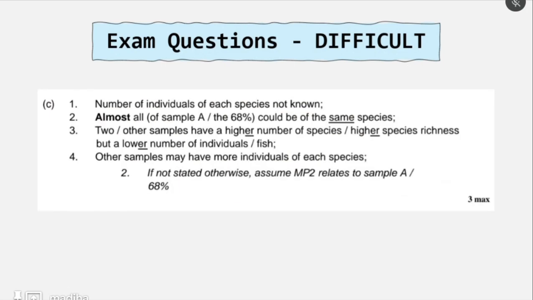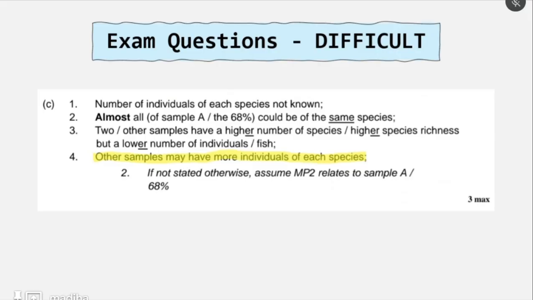And the third marking point here, which I didn't include, was other samples may have more individuals of each species. So it's basically just saying other samples may have a higher species evenness, okay? So it's a bit of a niche marking point. I wouldn't say it's something you should really write down, but if it came to you, you can say that.